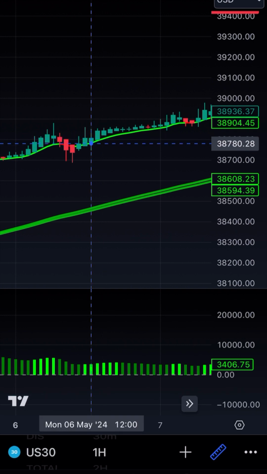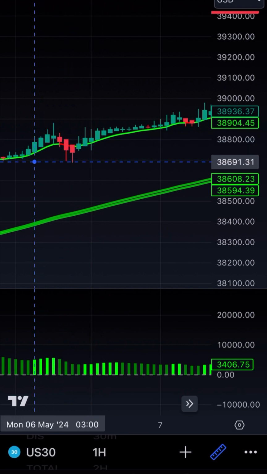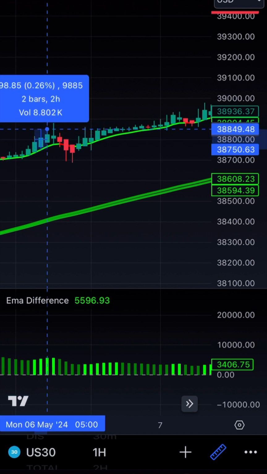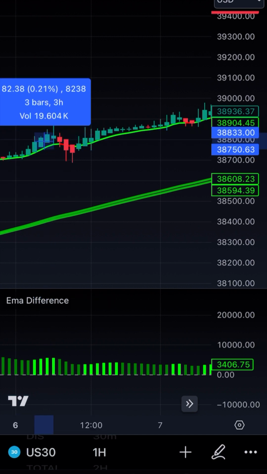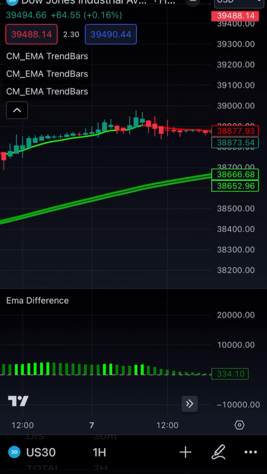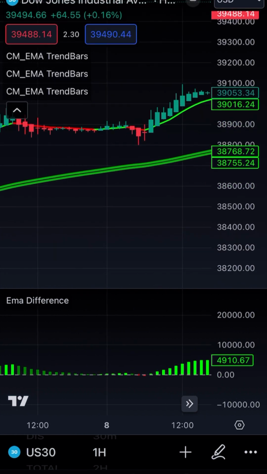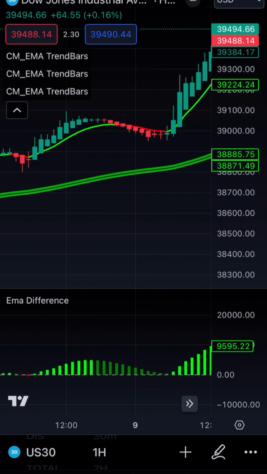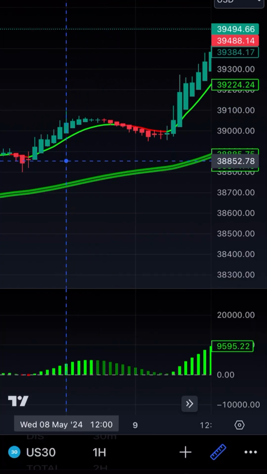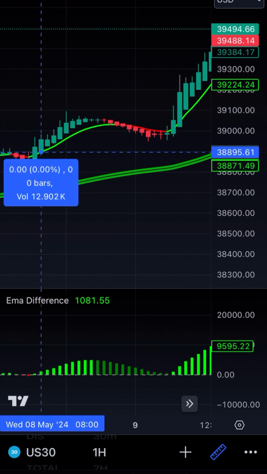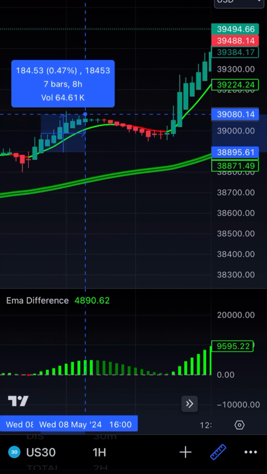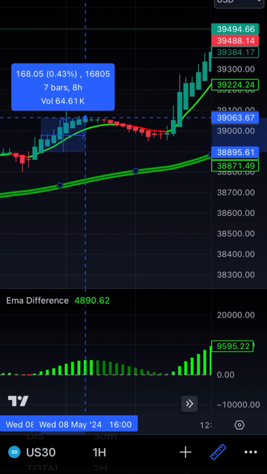The next point of getting in will be right here. We see it with the EMA difference. We ride this out for a couple hours. And this one's just $82. So we ride it out, and here's another good run right here. It turns into a light green, and we ride it out from here a couple hours.